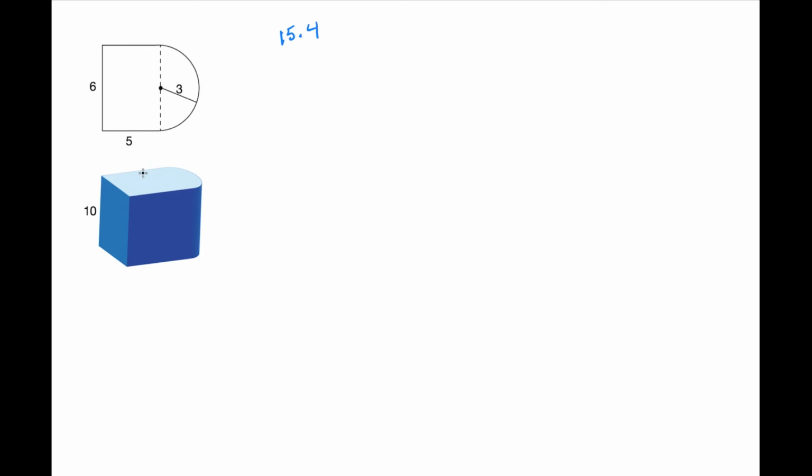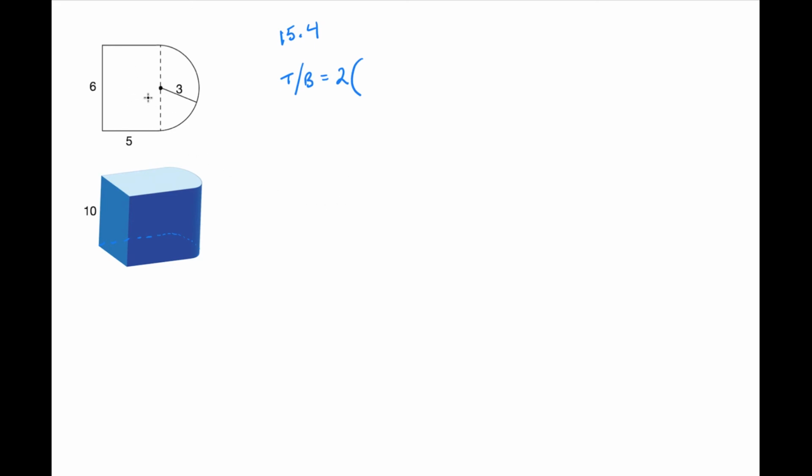Okay. So the first thing we need to do is find the area of the top and the bottom. Those are the easiest ones to find. So here is our top and here's our bottom. It's sitting on the bottom. So find this and this. So that's going to be top and bottom. It's going to be 2 times whatever. So let's put that in parentheses there.